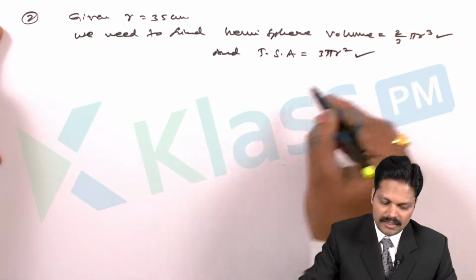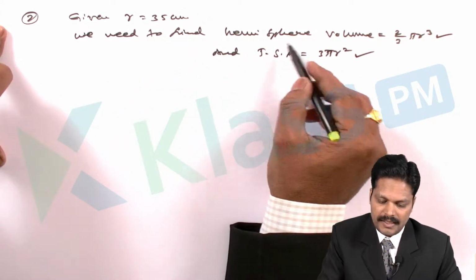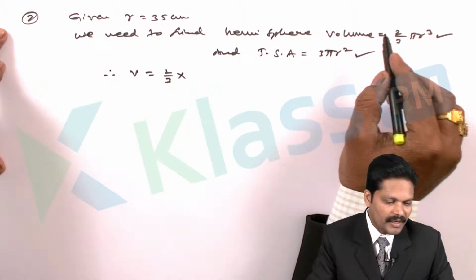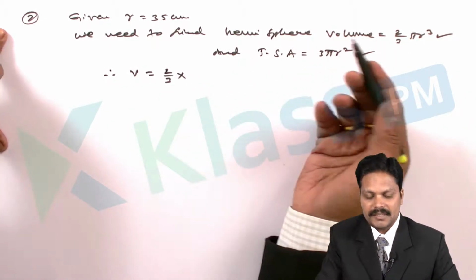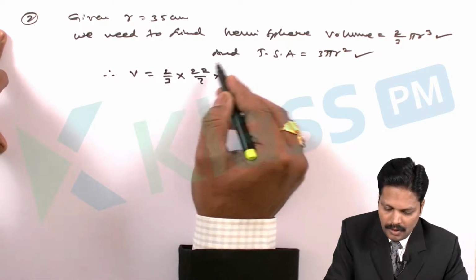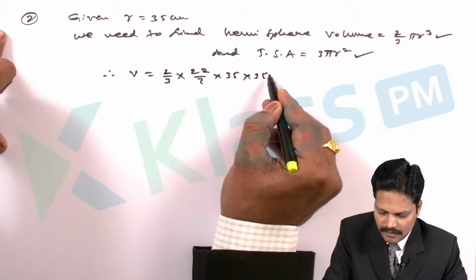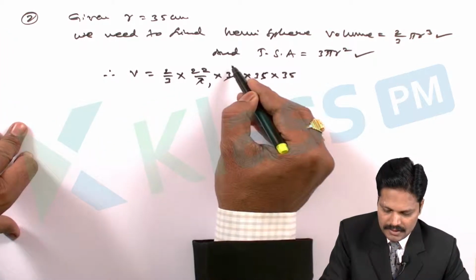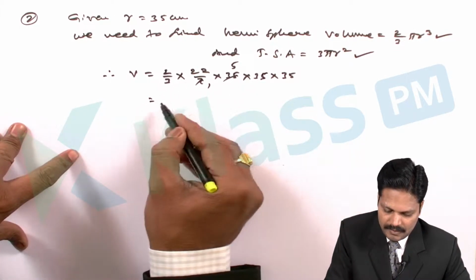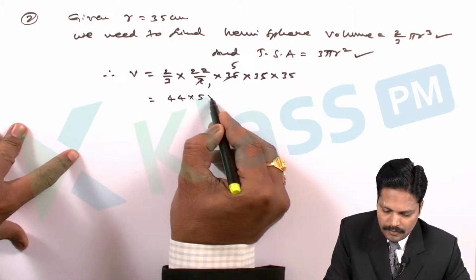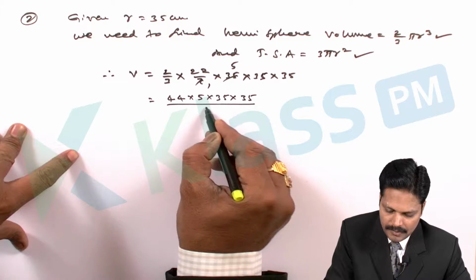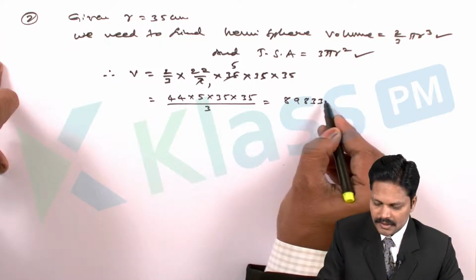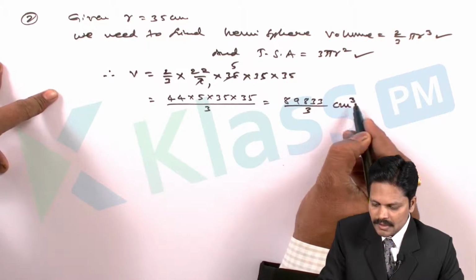If we know these formulas, we can identify the hemisphere's total surface area and volume. Therefore volume is equal to 2/3 into, he did not mention the pi value here, so it is our wish to take 22/7 or 3.14. I am taking 22/7 into 35 into 35 into 35. Cube is there, that's why I am writing it 3 times. Here 7 ones are 7, 7 fives are 35. After multiplication and calculation, we get 833 by 3 centimeters cubes.